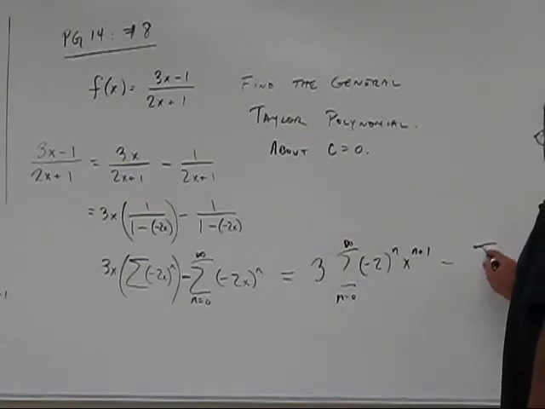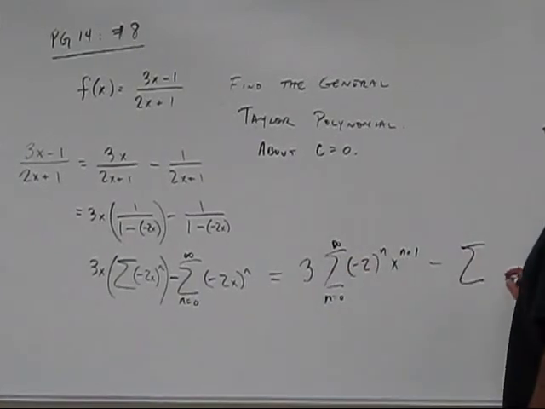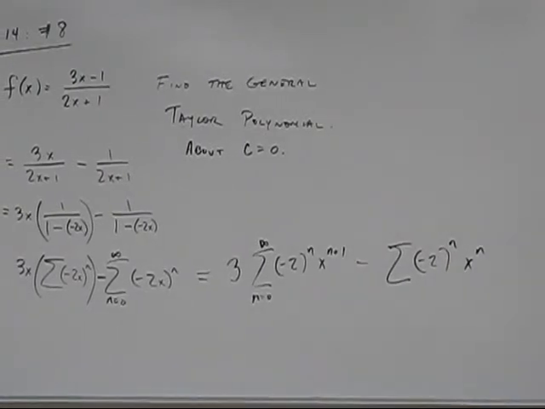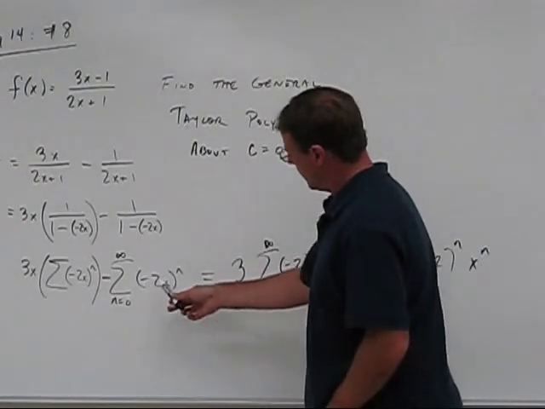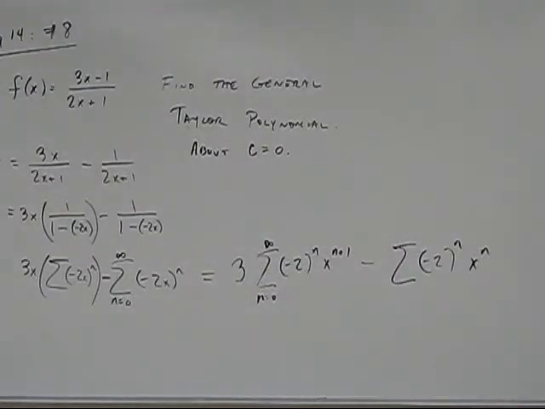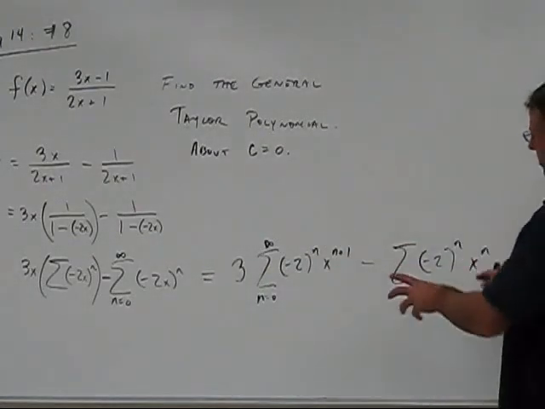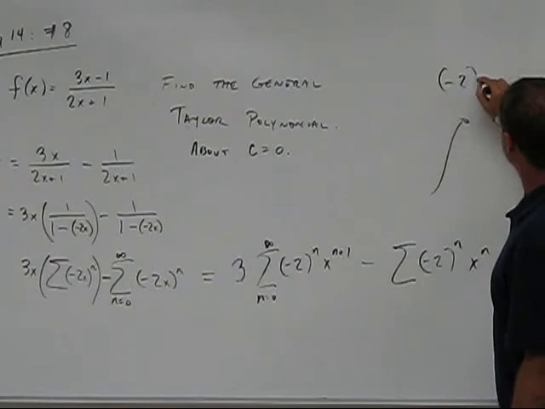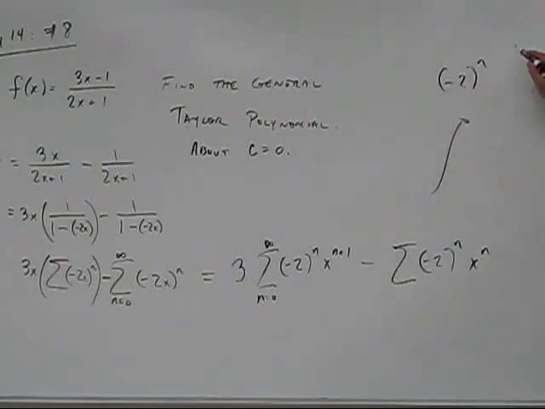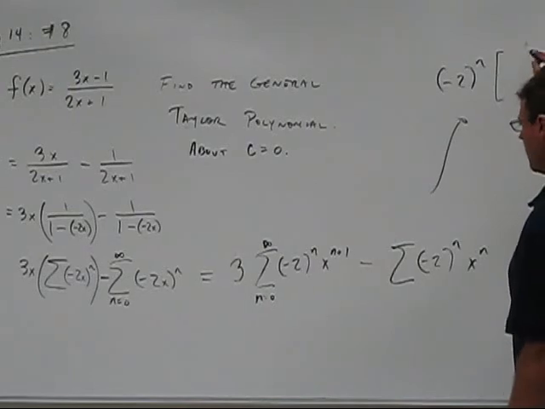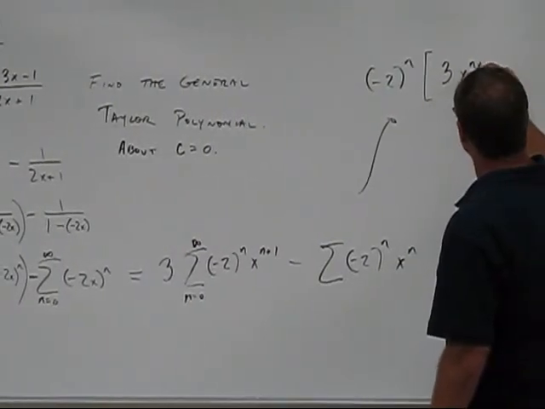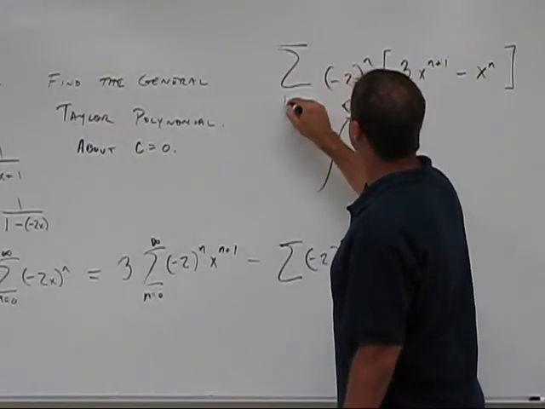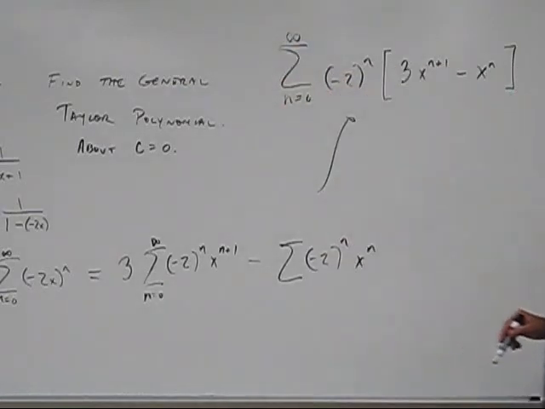minus negative 2 to the n, x to the n. I'm just pulling that negative 2 to the n out here. Okay, so they both have a negative 2 in it, so let's factor that out in front. And so what I get is negative 2 to the n times 3x to the n plus 1 minus x to the n. Sum that up, n equals 0 to infinity.